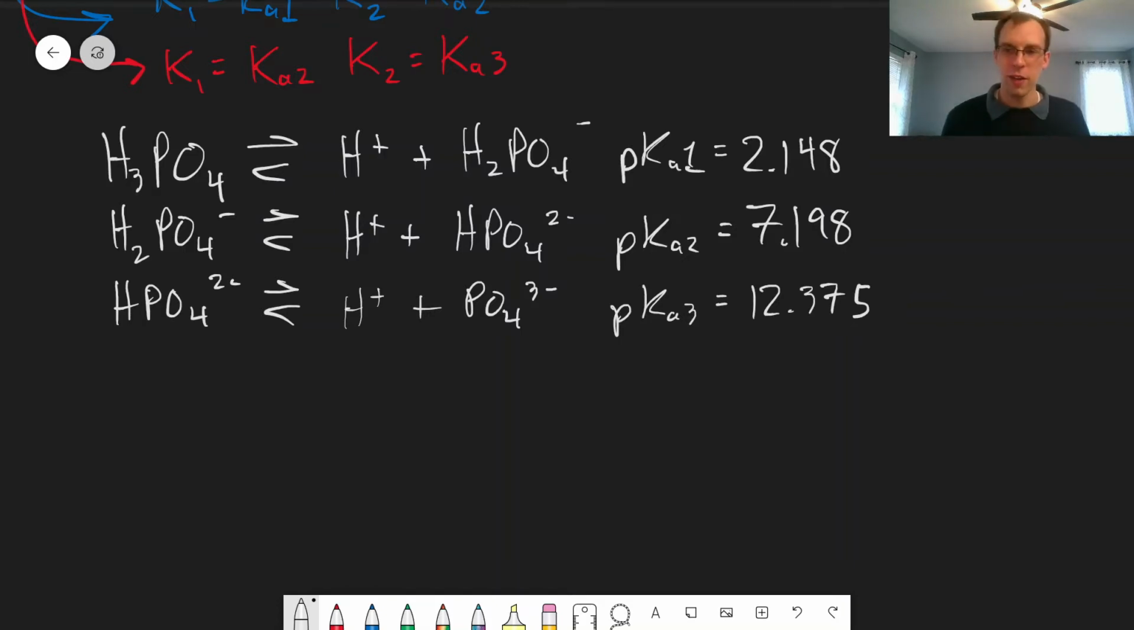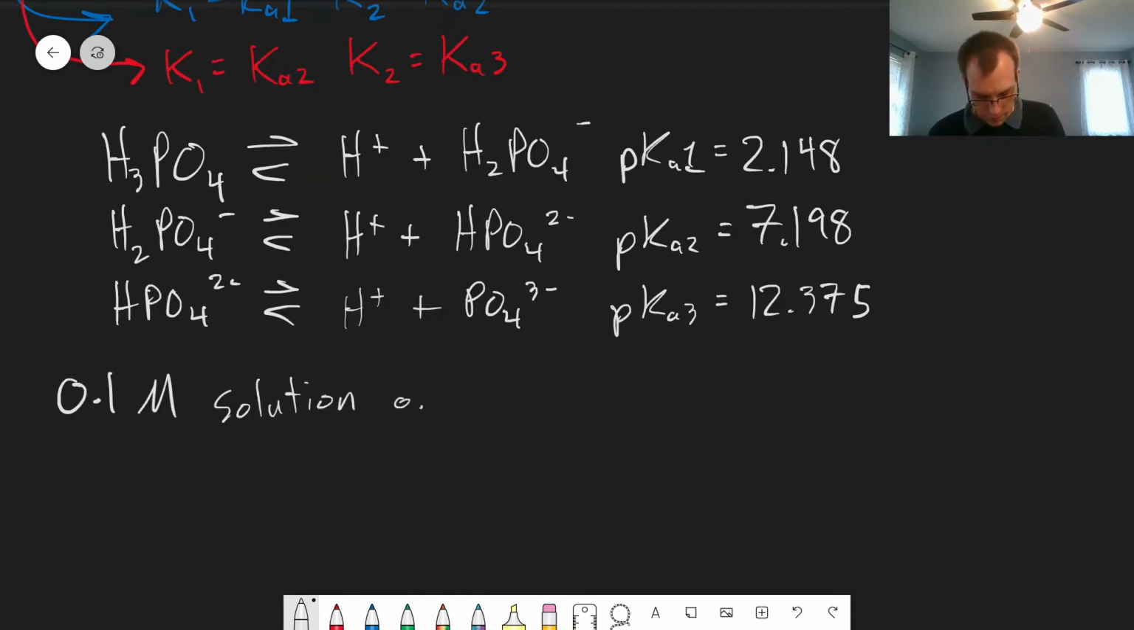Okay, so here I've got all the relevant equilibria for the acidic forms at least. For each of these, there's a Ka value. We have pKa1, pKa2, pKa3 with their associated values. And let's consider now 0.1 molar solution of each species. What's the pH?